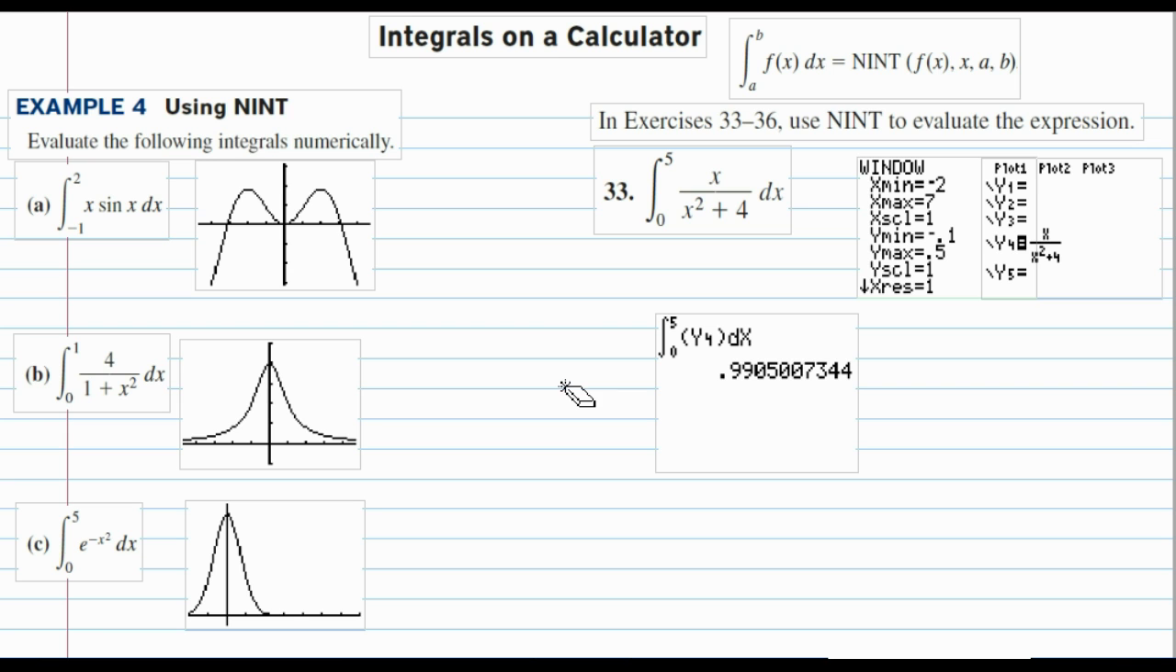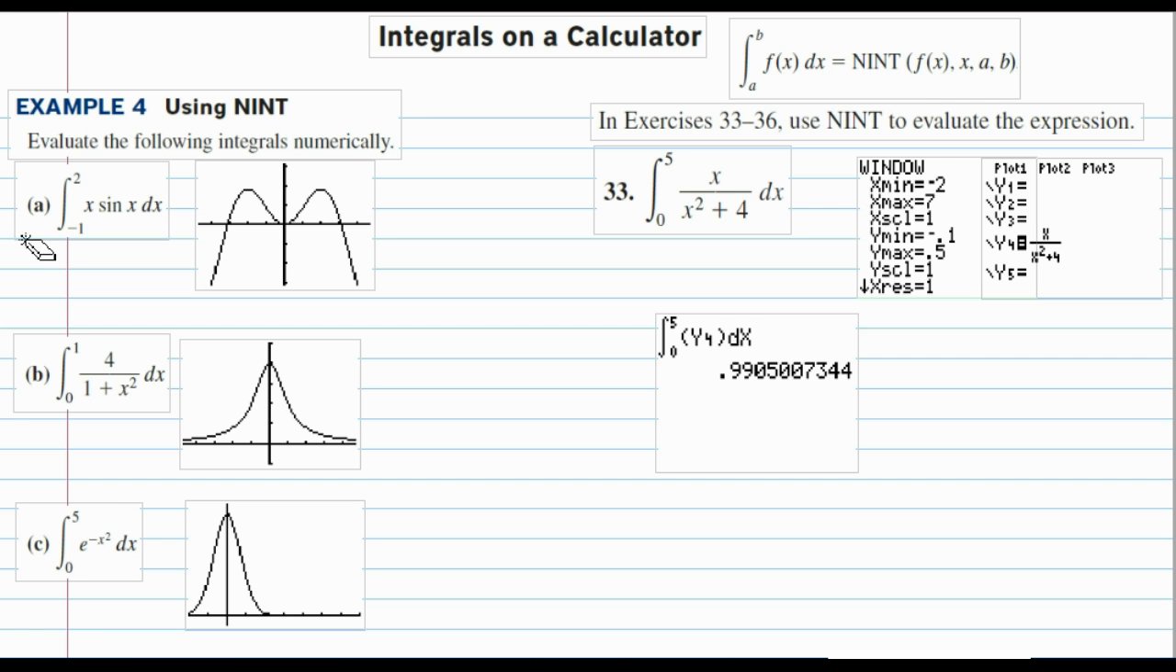Alright, so first of all, example 4, using NINT. Your book calls it NINT. NINT is N integral. Your calculators don't use it that way anymore. 83s do, 84s do not. So whenever the book says NINT, just know that that means the integral using your calculator.